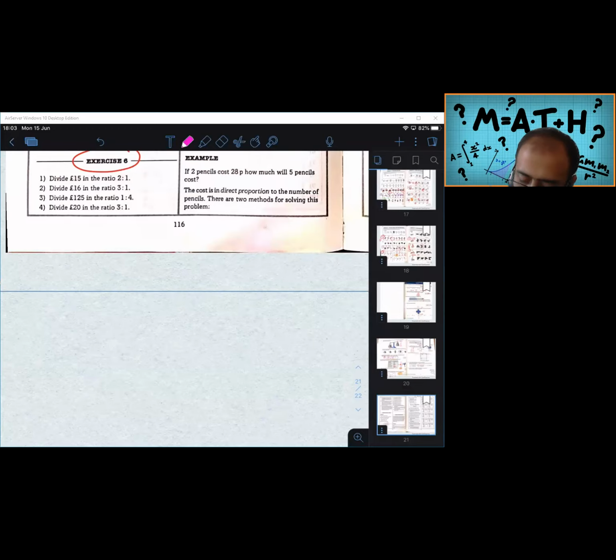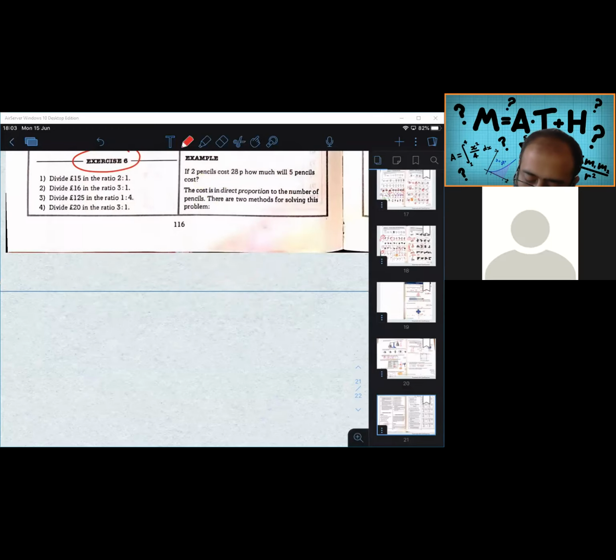Okay, Bismillah. Right. Exercise 6 says: divide 15 pound in the ratio 2 to 1.